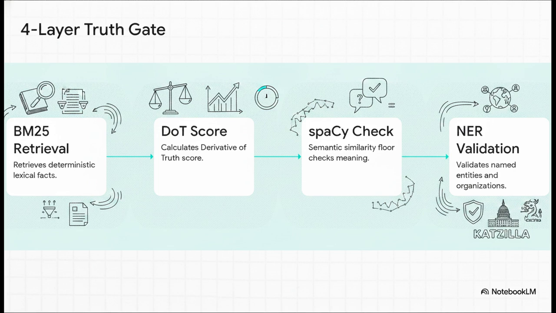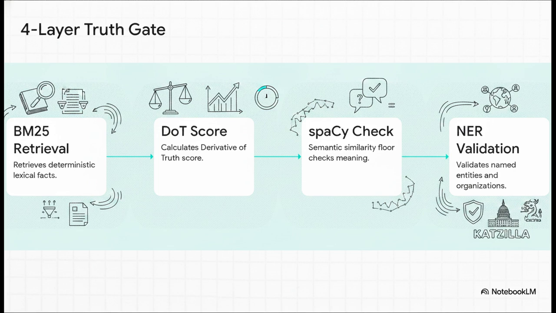Let's step through them. First, BM25 evidence scoring checks if the claim actually exists in the source text. Second, it calculates what's called a derivative of truth score. We'll touch on that in just a second. Third, a spaCy semantic similarity floor ensures the meaning hasn't drifted away from the source. And finally, step 4, named entity recognition, or NER, validates organization names.